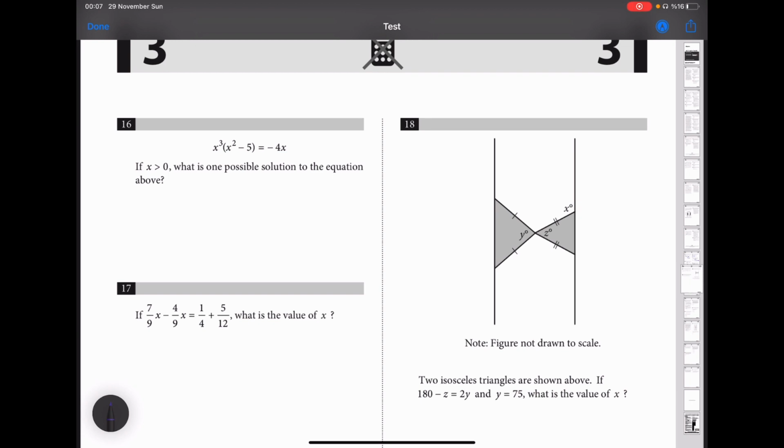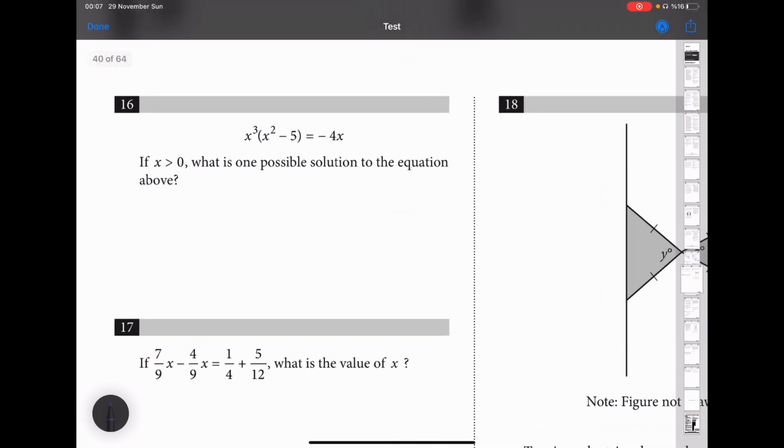Sorry guys, I thought the no calculator part was over, but apparently we have 5 more questions. Let's continue.